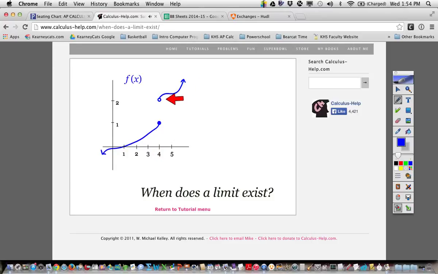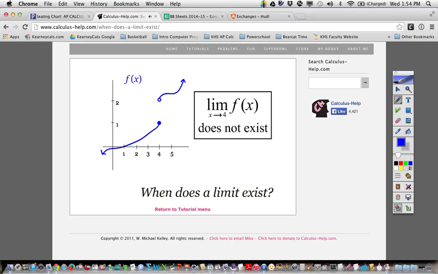If we travel towards 4 from the right, we will arrive at a height of 2. However, if you travel towards 4 from the left, you will arrive at a height of 1. This means that no limit exists for f at x equals 4.